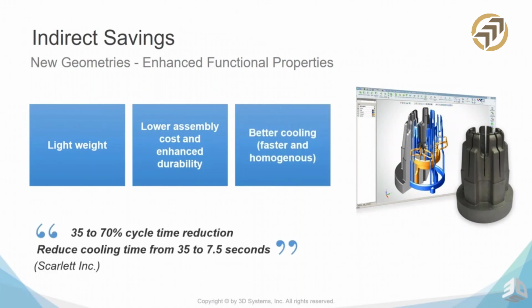Or take this example with one of our customers, Scarlett. When they talk about a 35 to 70% cycle time reduction, or reduced cooling time from 35 to 7.5 seconds, they refer to savings achieved in the production workflow. Savings achieved because of the faster and more uniform cooling, which is the result of using conformal cooling channels in their production mold. The geometry of these conformal cooling channels can be created only through the use of 3D printing.